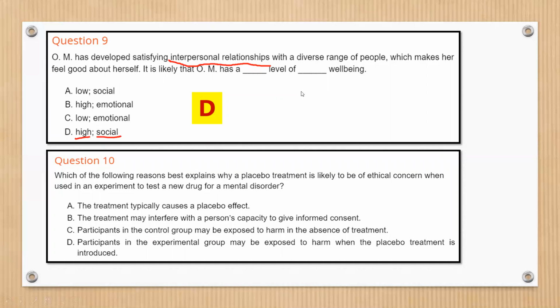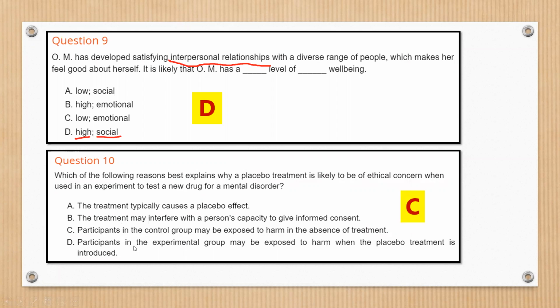Yep, your best answer would be D. And then question 10 is, which of the following reasons best explains why a placebo treatment is likely to be of ethical concern? So now we're talking about the ethical implications associated with placebo treatments when used in an experiment to test a new drug for a mental disorder. In this case, this was actually kind of a tricky question because there are two options that students are most likely to get confused with. The best answer would be C.